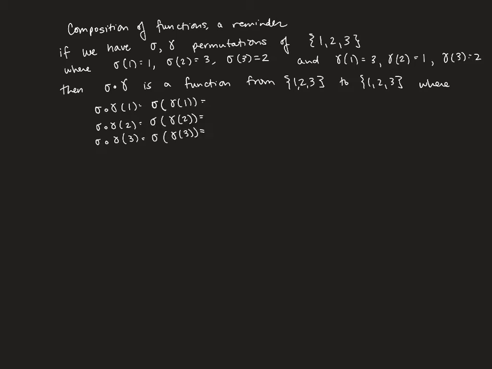Well, the way that we plug 1, 2, and 3 into the composition is first we plug 1 into gamma, and then we plug gamma of 1 into sigma, and the same with 2 and 3.